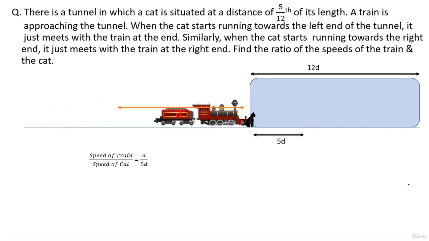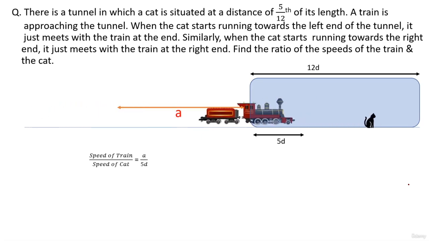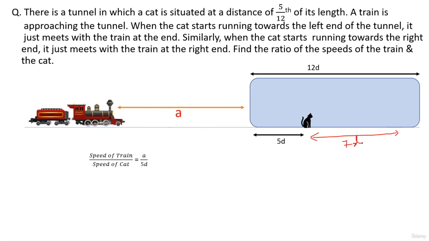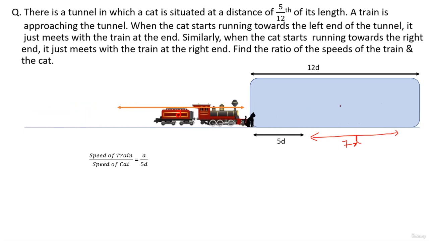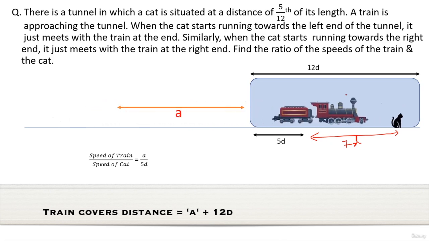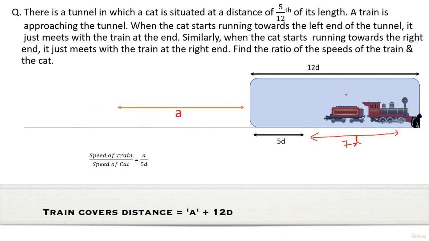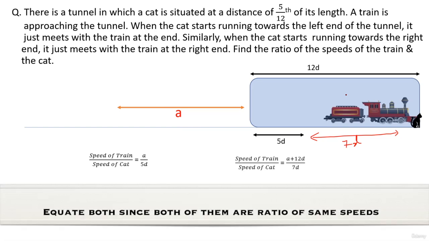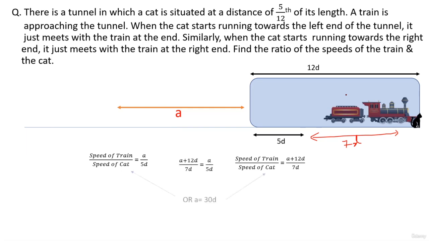What is happening in the second case? The cat and the train both meet at the right end of the tunnel, right? We know that the remaining distance is 12d minus 5d, which is 7d. The cat travels a distance of 7d, whereas the train has traveled the entire distance, from A to the full 12d. So the train travels a distance of A plus 12d. The cat travels a distance of 7d. The ratio of the speeds again is the ratio of their distances traveled. We equate these two ratios and we find out that A is equal to 30 times d. Substitute in any of these two, and you get the required ratio of the speeds as 6:1.